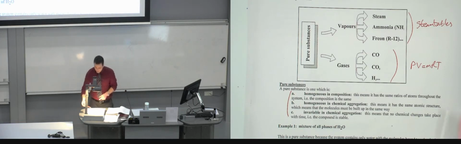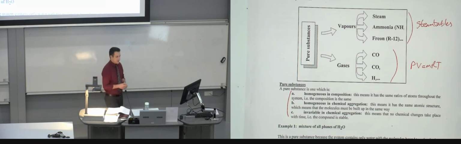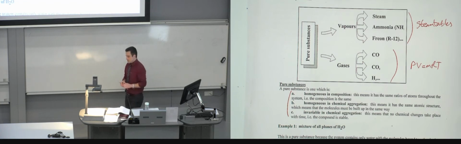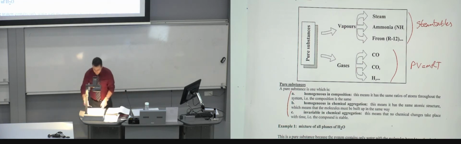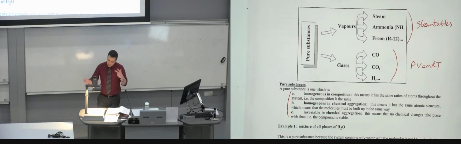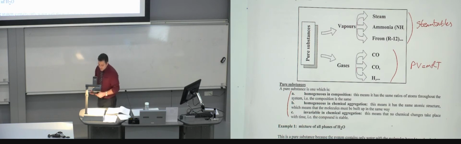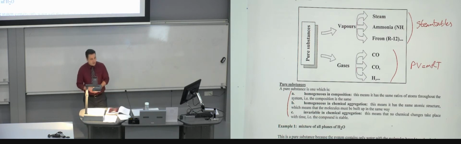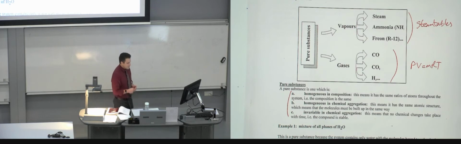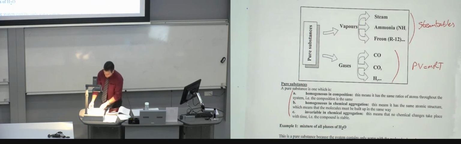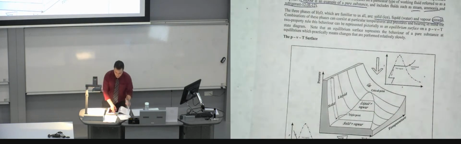Now, based on this assumption, for example, air isn't a pure substance because it doesn't have the same composition. It doesn't satisfy most of these criteria here. And you start appreciating now what we categorize as a pure substance and what is not a pure substance. Therefore, you can't find air in here. You can't use, for example, the PV equals mRT equation for air, unless you make some very big assumptions. And essentially, this is what we mean by pure substance. Let's just go back to where we were.